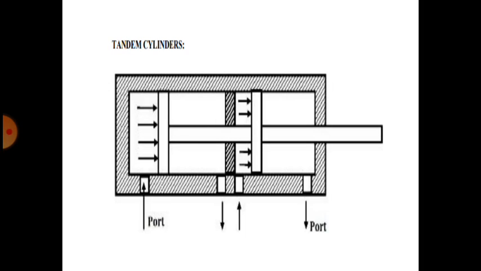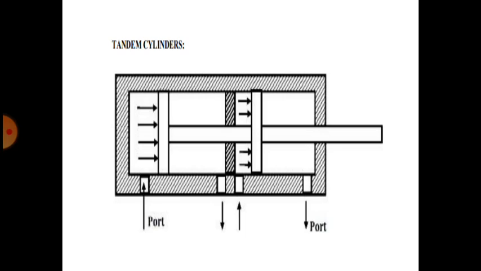Tandem cylinder. It has two double acting cylinders. So you can see two inlet ports are there, two outlet ports are there. It has two double acting cylinders with two pistons connected in series. Here the pistons are connected in series. A single piston rod is connected to the pistons.